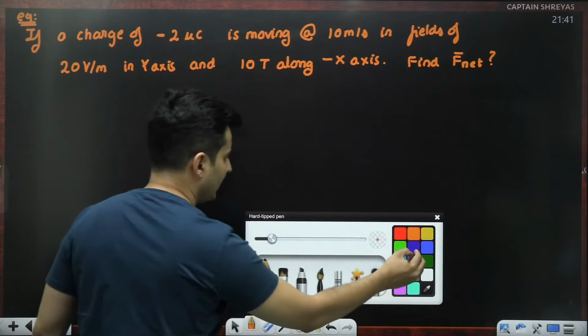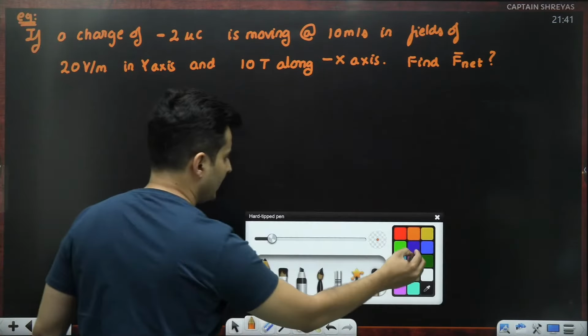Let's find the magnetic force now. The magnetic force will be the charge, which is minus 2 into 10 to the power minus 6, times velocity, which is 10 along the z axis, that means 10 k cap, cross producted with the magnetic field of 10 Tesla along the negative x axis, so minus 10 i cap. So what will this become? 10 into 10 is 100, so this will become minus 200 into 10 to the power minus 6. Minus and minus become plus.